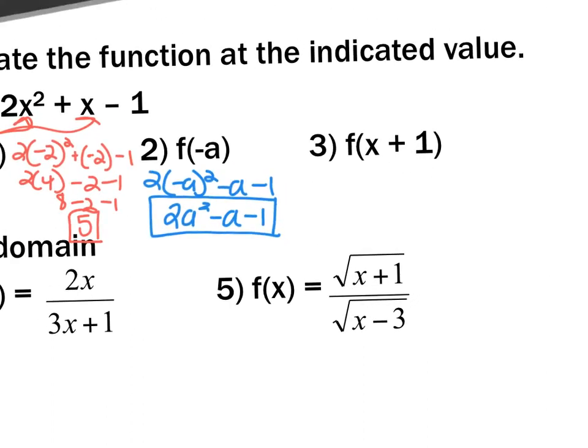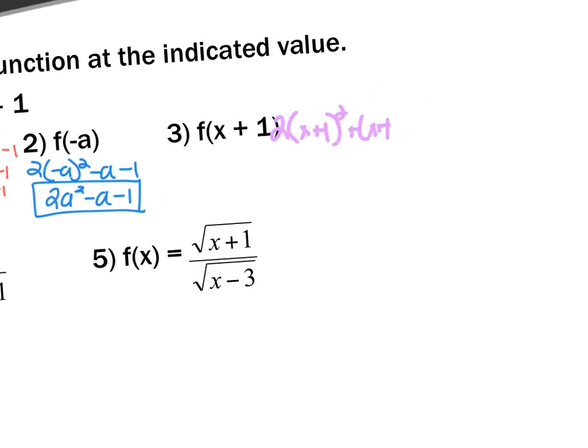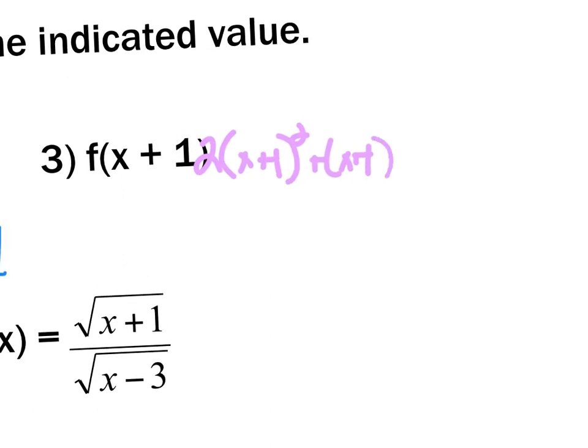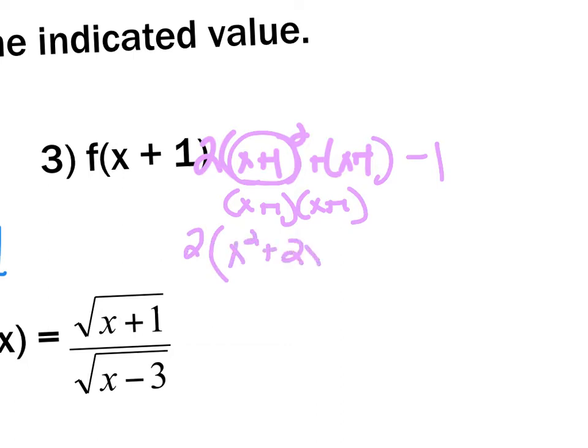Okay, and then the last one, now I've got an expression to plug in. So I'm going to take that x plus 1, so it'd be 2 times x plus 1 squared plus x plus 1 minus 1. I'm going to expand and FOIL this. So when I expand x plus 1 times x plus 1, the 2 goes on the outside. I'd get x squared plus 2x plus 1 plus x plus 1 minus 1.